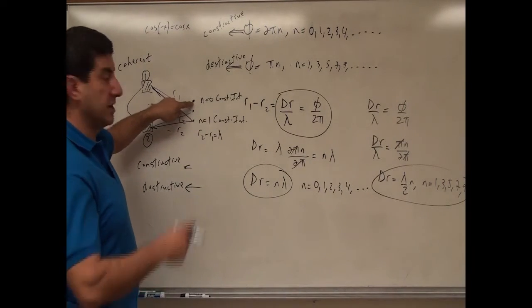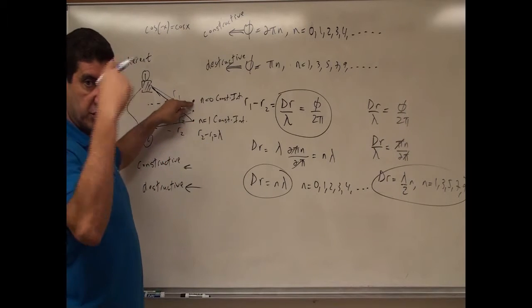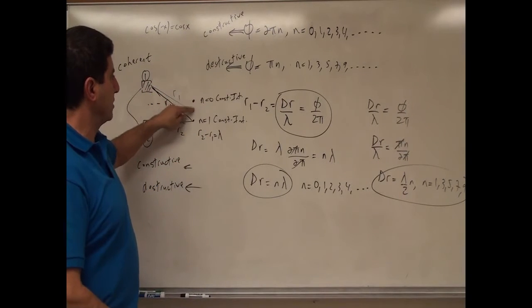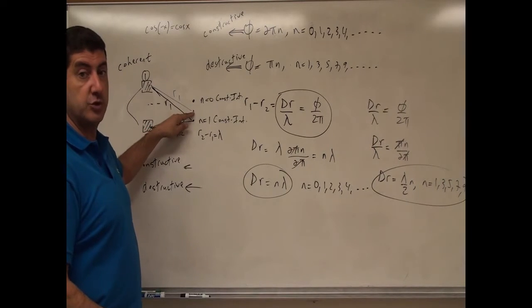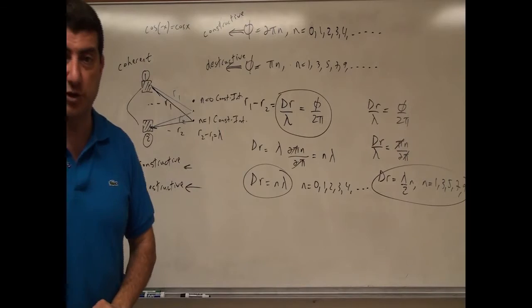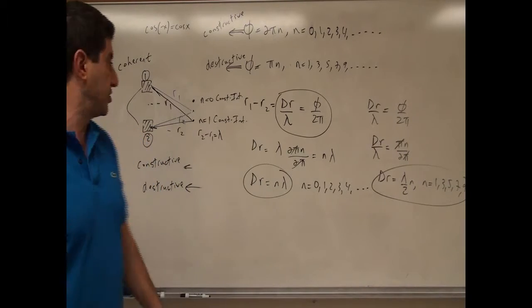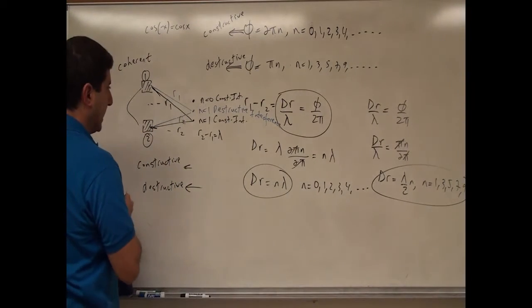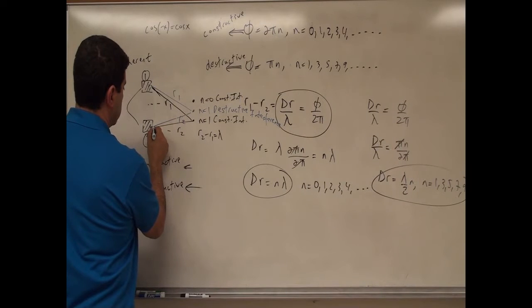So if you're sitting here, you hear constructive interference, you hear a loud noise, music. Then you walk a little bit over, you hear destructive interference. And if they're completely coherent, you will not hear any music at all. You will completely cancel each other out. And then the next one is going to happen right here.